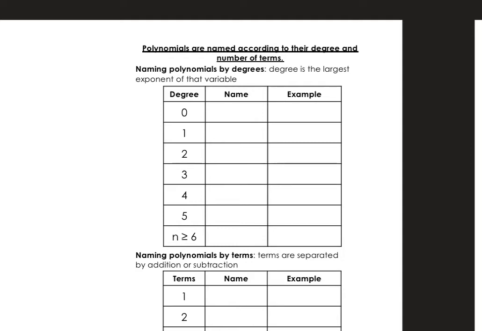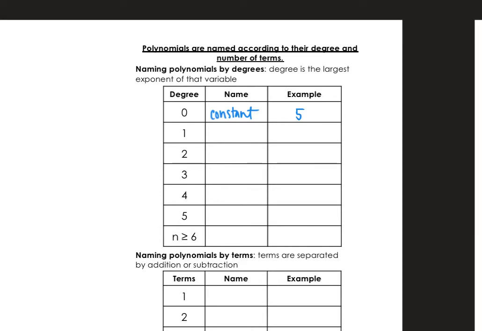In this lesson, we're going to learn some basics about polynomials and how to add and subtract them. Polynomials are named according to their degree and number of terms. To name a polynomial by degree, it's the degree that is the largest exponent of that particular variable. If the degree is 0, we would call it a constant. An example of a constant polynomial would just be a number with no variable attached.